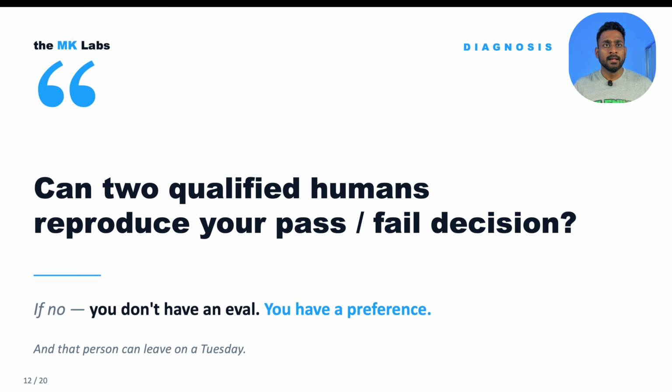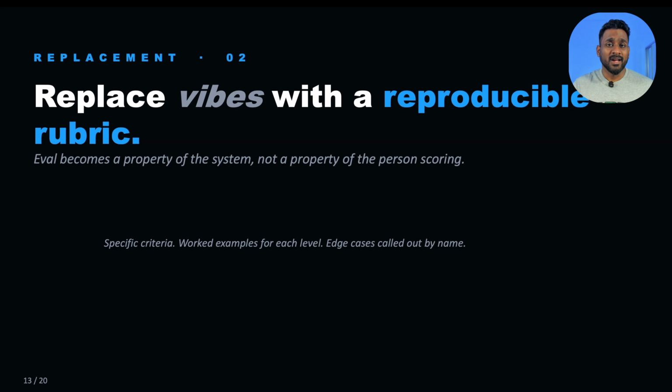So the fix here is not train the scorers harder. It's to turn the eval into something that exists outside any one person, something the team can repeat, test, and trust.